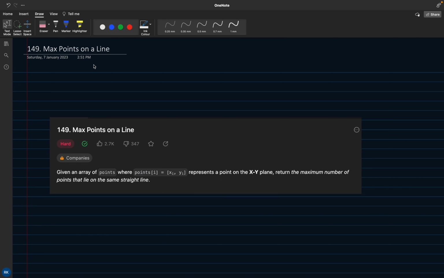The problem name is Max Points on a Line. Problem difficulty is hard. Let's read the problem statement. Given an array of points where points[i] = [xi, yi] represents a point in the XY plane, return the maximum number of points that lie on the same straight line. Okay, so this is a geometry problem. Let's see some examples first.